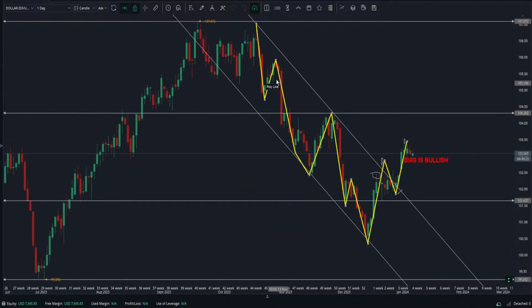So if you notice, the dollar index was falling from, I will say, 1st of November. It was falling like this, making lower highs and lower lows.